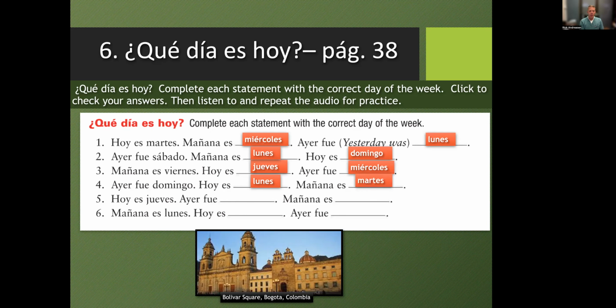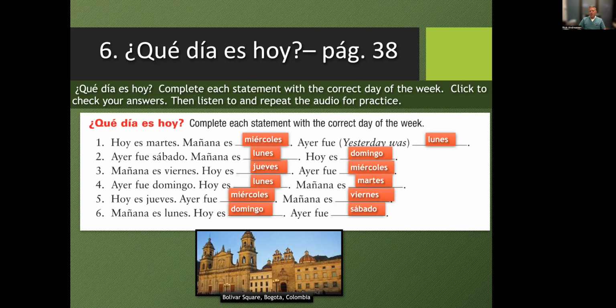Número 5. Hoy es jueves. Ayer fue miércoles. Mañana es viernes. Número 6. Mañana es lunes. Hoy es domingo. Ayer fue sábado.